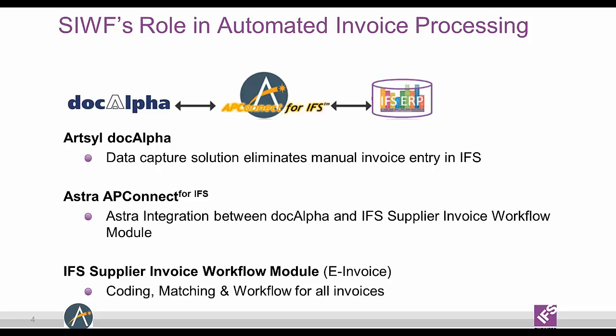Now let's take a look at the Supplier Invoice Workflow module and its role in an automated invoice processing environment. The first element of Fast AP is the data capture, which eliminates manual invoice entry in IFS. Then we've got Astra's AP Connect module, which, if you're using the data capture solution that we offer, is going to transfer the data to IFS, and it's also going to transfer the invoice images to IFS. And then the third element, which we're focusing on in today's webinar, is the IFS Supplier Invoice Workflow module for coding, matching, and workflow for all of your invoices.